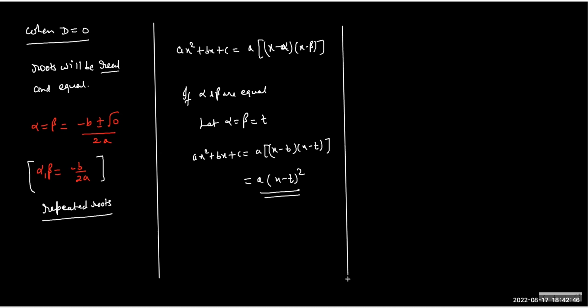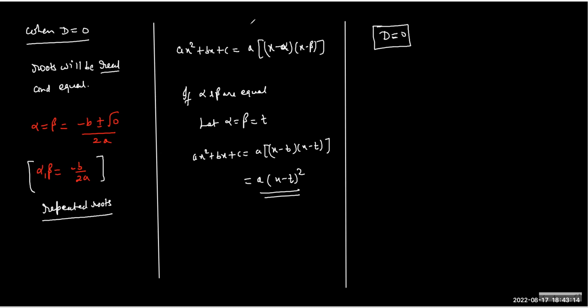Is this part clear, guys? Tell me. Yes, sir. Okay. Now, what is the physical meaning of this? Because this is again very important. If D is 0, what does this reflect? The answer is real. It means the graph must be touching the x-axis.